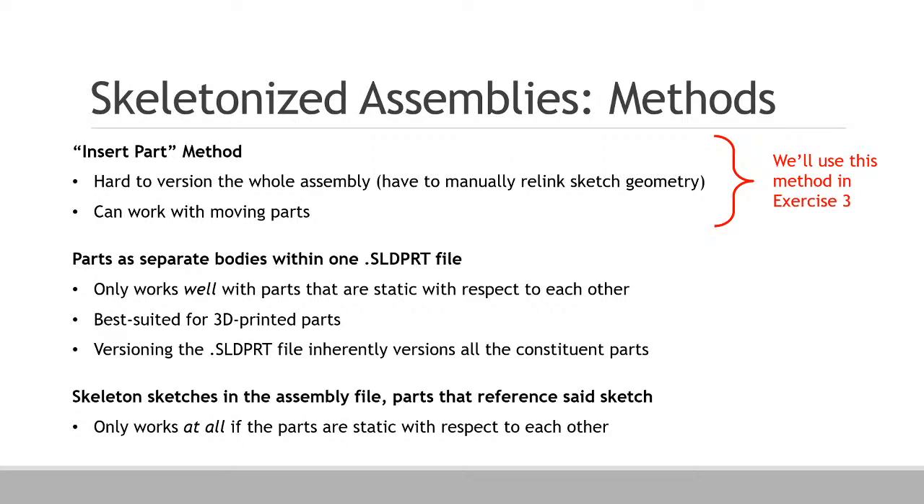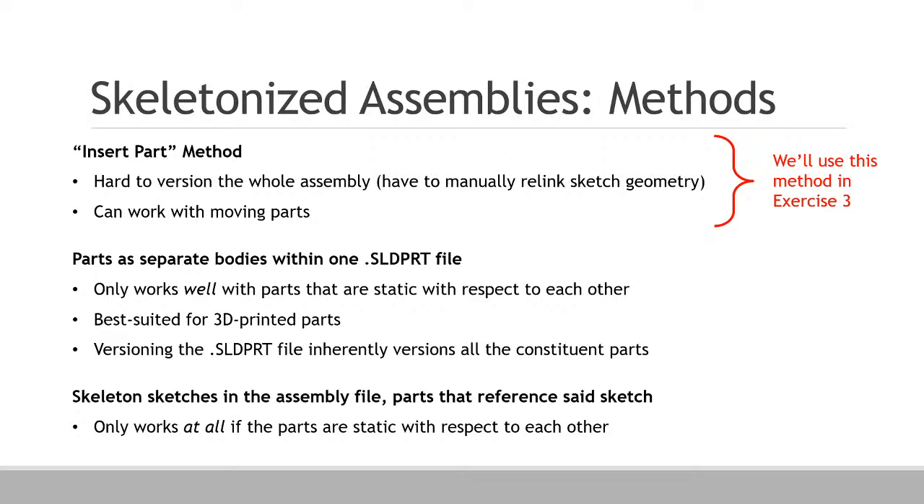Everything is sort of just static. So doing separate bodies within one part file is a lot better suited for parts that are in their final implementation, static with respect to each other. And personally, I think doing the separate bodies within one part file is particularly best suited for 3D printed parts.